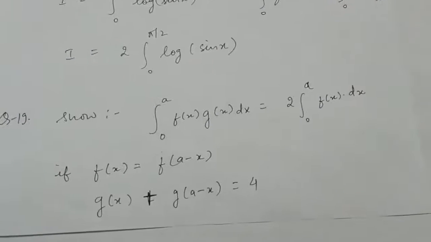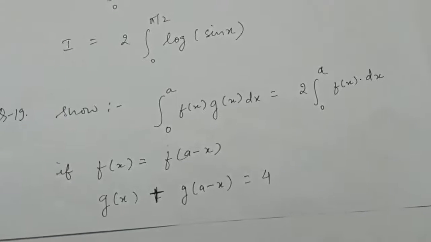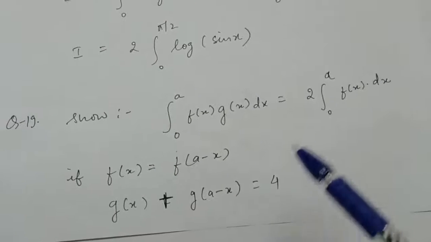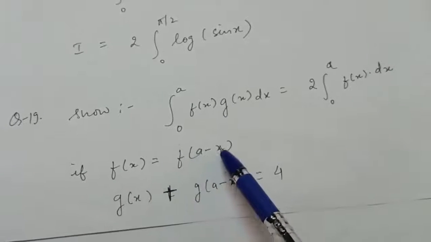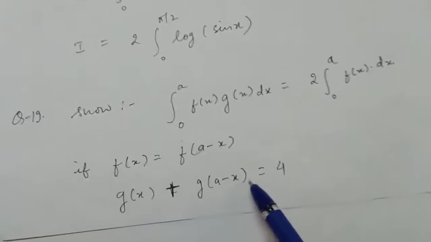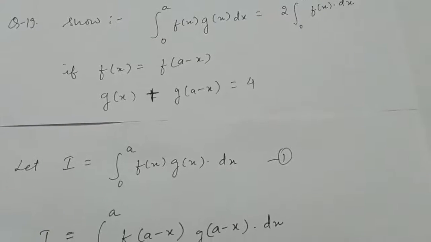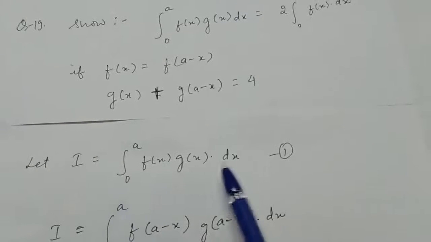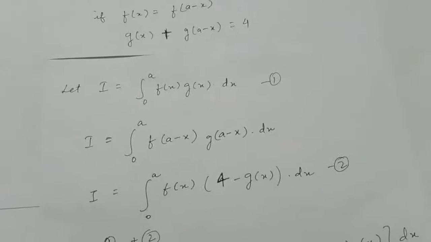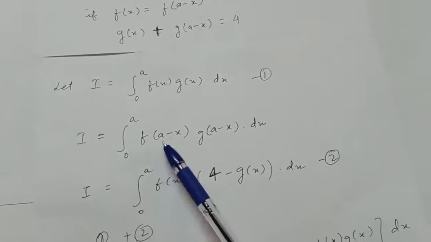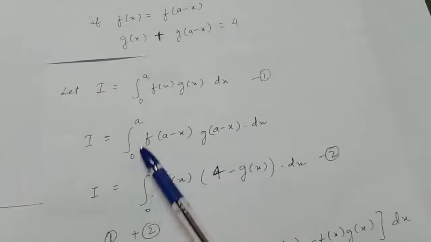Now the next question is, show that the integral of f(x) into g(x) from the limit 0 to a is equal to twice the integral of f(x) from 0 to a, when it is given that f(x) is equal to f(a minus x) and g(x) plus g(a minus x) is equal to 4. Let the given integral be equal to I and let this complete be as 1. Now this I is also equal to the integral of f(a minus x) into g(a minus x). The limits are the same, 0 to a.